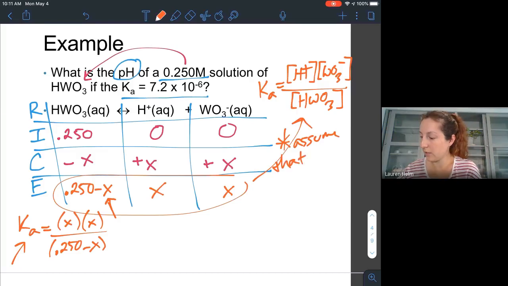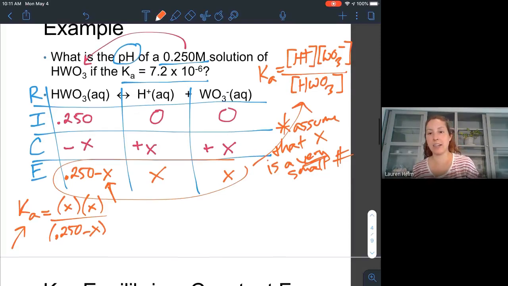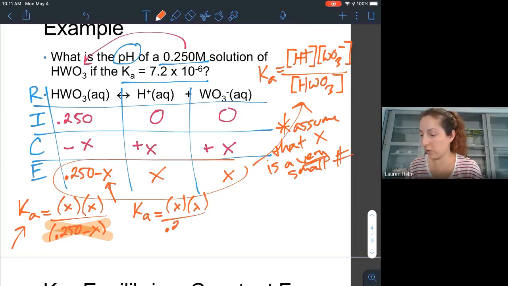that X is a very small number. If X is a very, very small number, then 0.25 minus X is still 0.25. So I can go in here and I can make a mathematical change. I can say the Ka is equal to X times X over 0.25 because X is very small. If I declare that I'm making that assumption, I can go ahead and get rid of it. Now I don't have to do the quadratic equation, and it's much easier to solve.